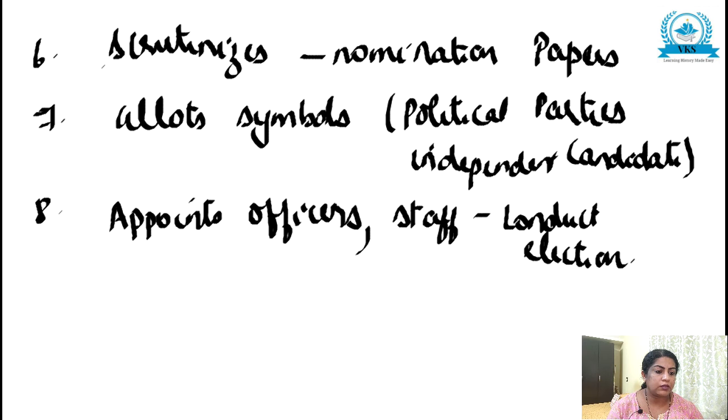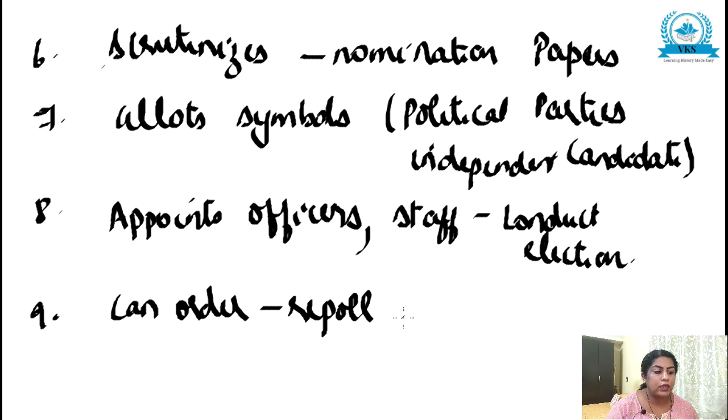Now some more are there. It can order a repoll in any constituency. The Election Commission can order a repoll in any constituency or any polling booth. In case of necessity, it can order a repoll in any constituency or polling booth.